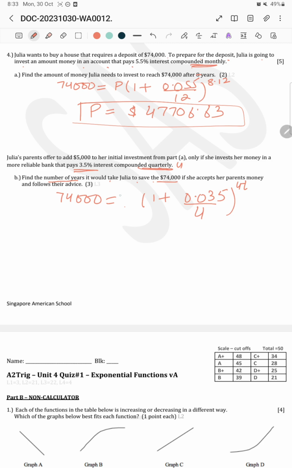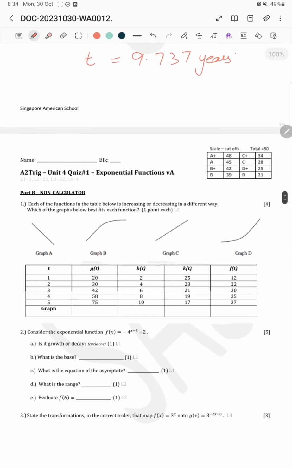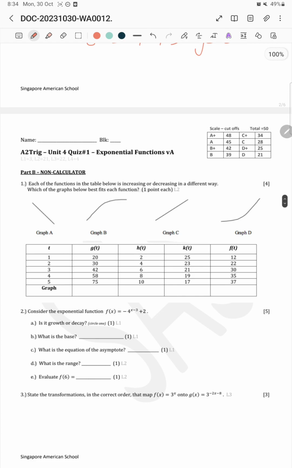So here P is 47706, which is written above. Okay, because it is the part B of the same question. Now just doing the calculation, we will find T, which is equal to 9.737 years.